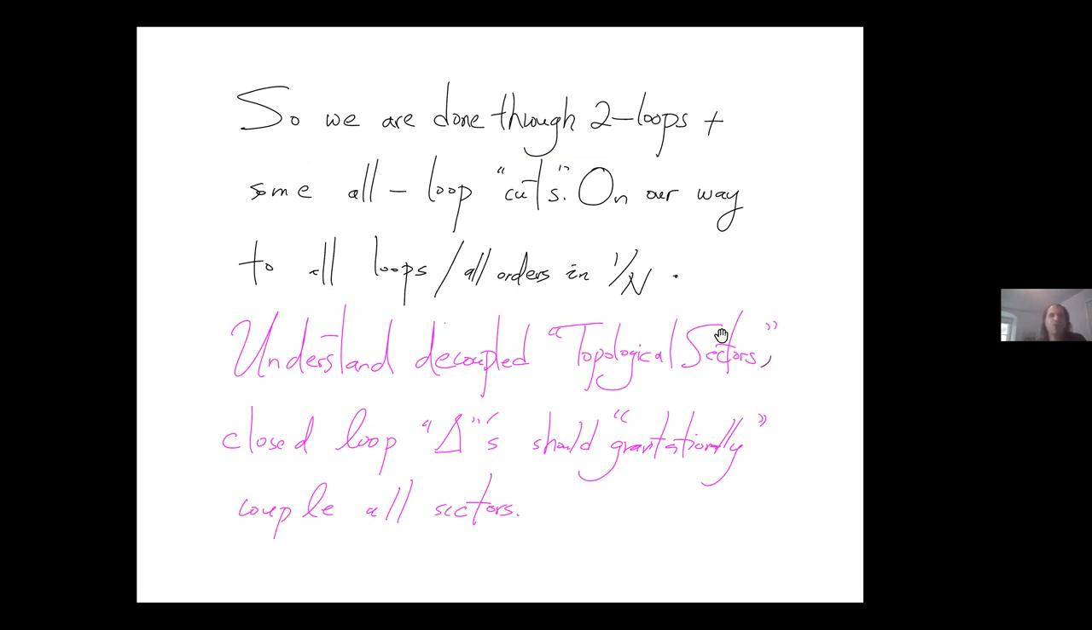So we're done through 2 loops, some all loop cuts, and I think we're on our way to trying to understand the story for all loops and all orders in 1 over n, where the strategy is to understand these decoupled sort of topological sectors, the generalizations of these regions with different windings, but then include these closed loop deltas that should somehow gravitationally couple all the sectors together.